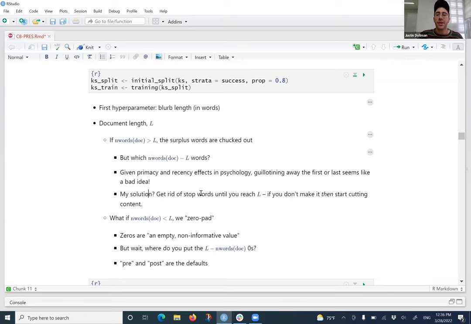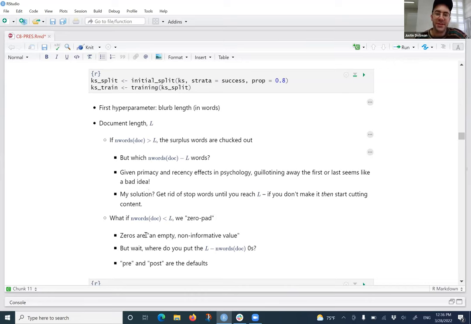Okay, so that's truncation. But that's only one side of the coin. The truncation side is one, and the other side of the coin is what if a document has fewer than L words? In that case, we do something called zero padding. The idea is that we just put in a bunch of zeros as placeholders for absent words.